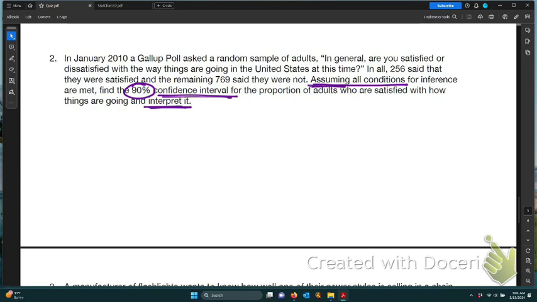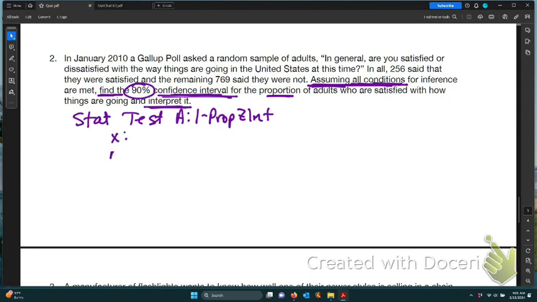So it says, assume all conditions are met. So some of you checked the conditions, fine, but you didn't have to. Find the confidence interval for proportions. So I would just go straight to Stat Test A for a 1 prop Z interval. That's where I would go. And my calculator says, hey, what's X, what's N, and what's your C level?